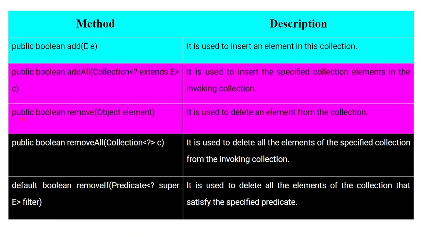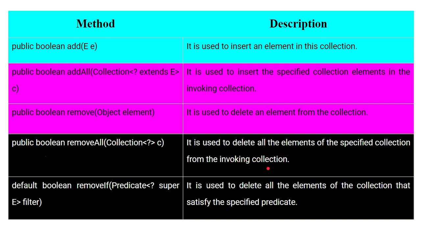Okay, this is the remove method. We have already seen the remove method. We can call remove and pass the index number, or you can pass the value also, and it is used to delete the element from the collection. We have already seen this. This is the removeAll method. It is used to delete all the elements of the specific collection from the invoking collection.